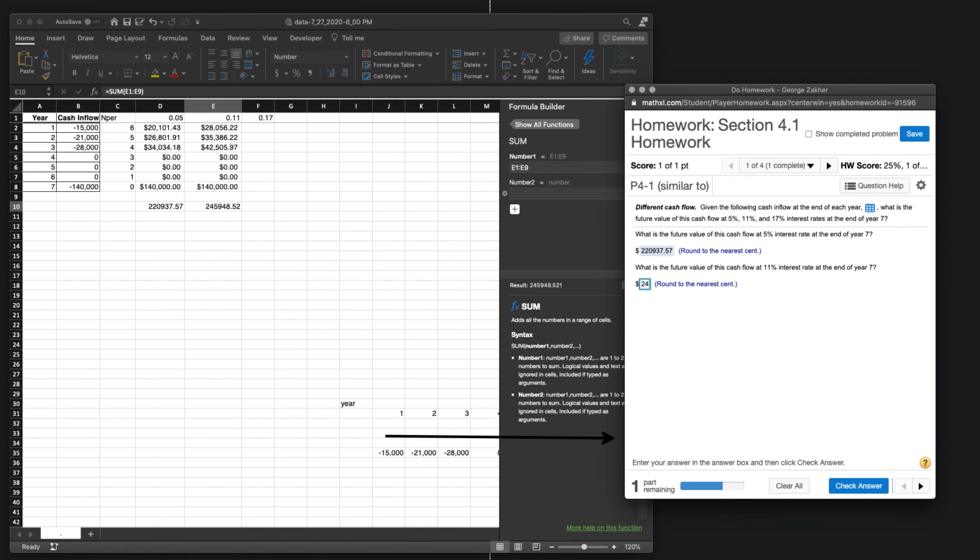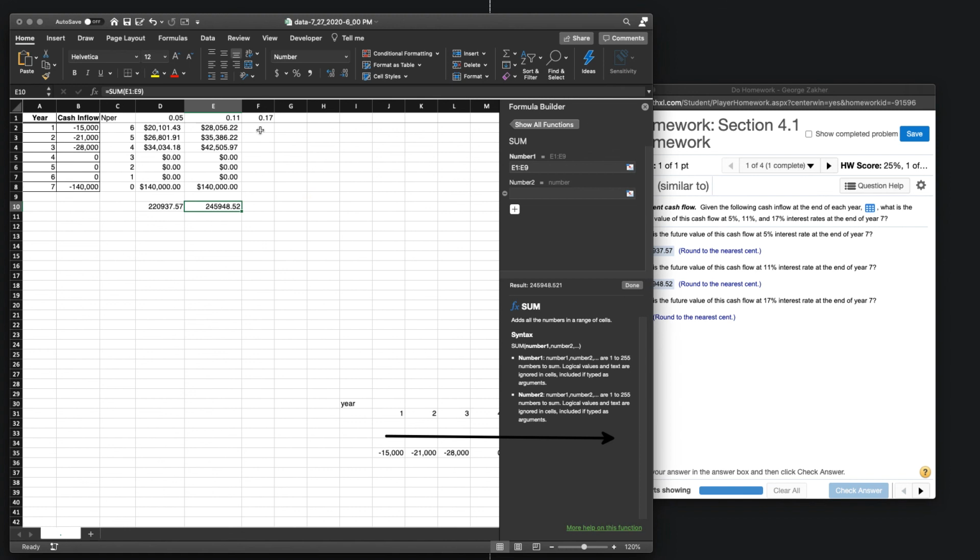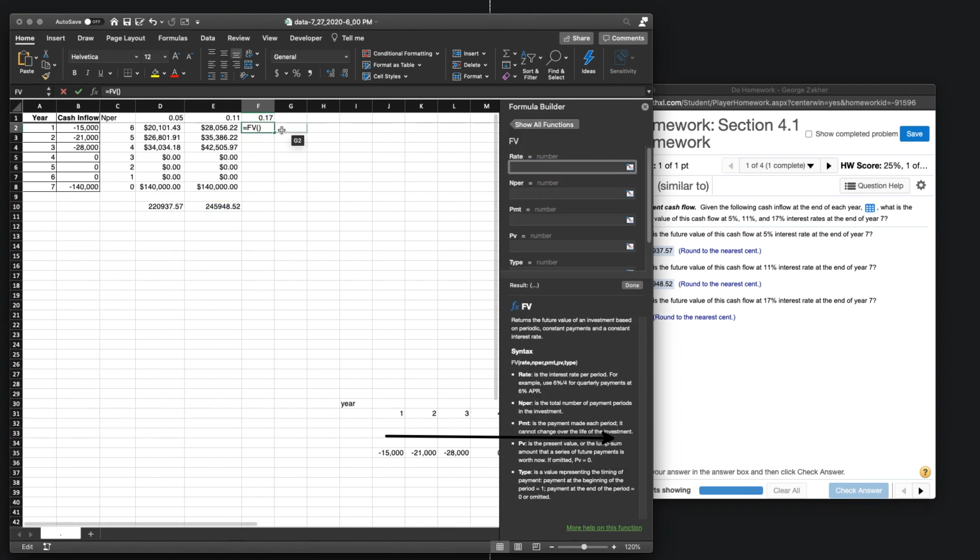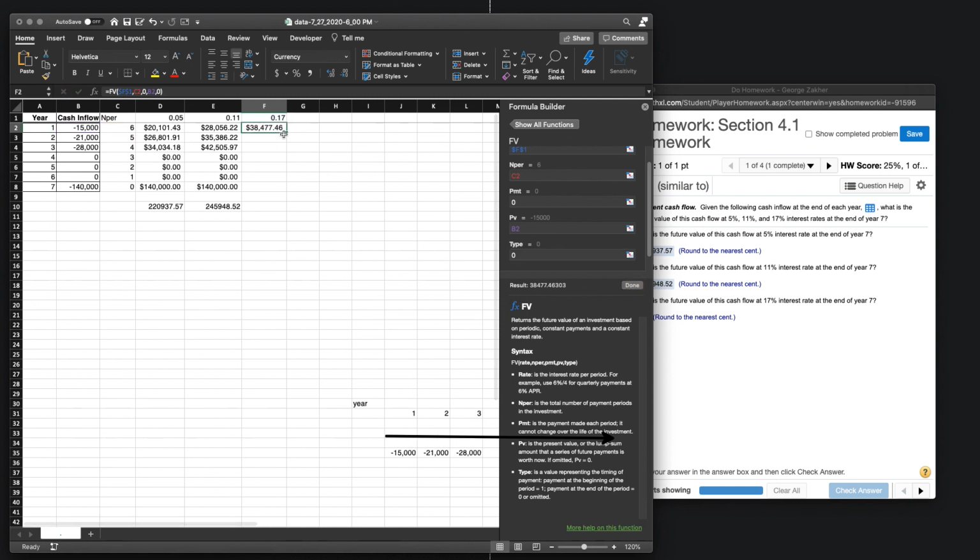And finally the 17%. Good little practice for us, just when we get to the quiz. Number of periods, let's say number of years, and present value. Again, see that increase, which is good, and we should have 140,000 at year 7. Wonderful. And we're just going to add them up like we've been doing.